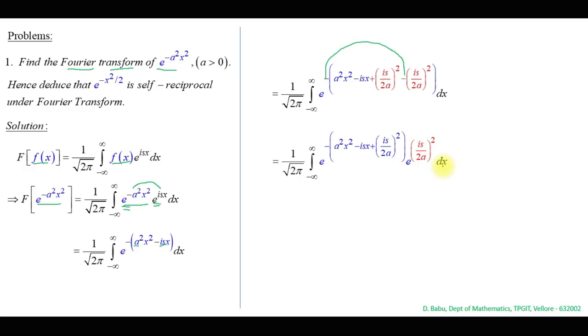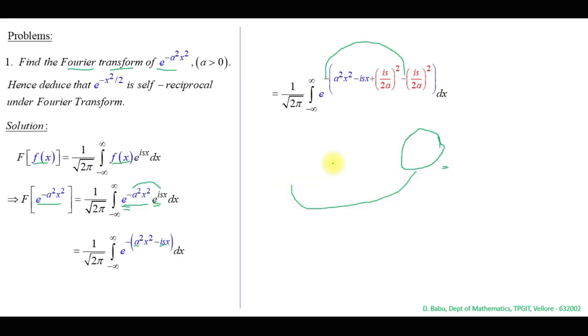Note that we are integrating with respect to x. So there is no x term, so it is a constant. There is no x term, so it is a constant. So we take it outside. So this is of the form a square minus 2ab plus b square. What is the first term? ax the whole square. Next, what is the sign? Minus. So what is the last term? Is by 2a. Therefore, this can be written as ax minus is by 2a the whole square.